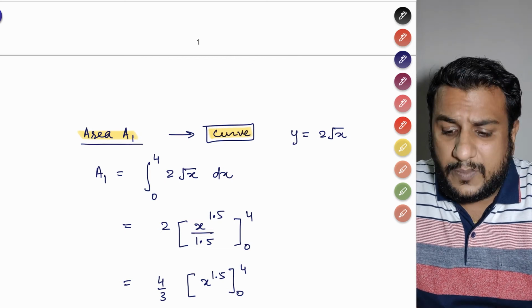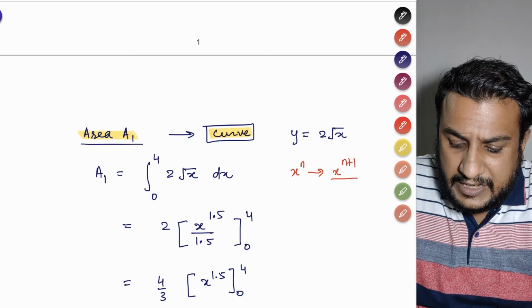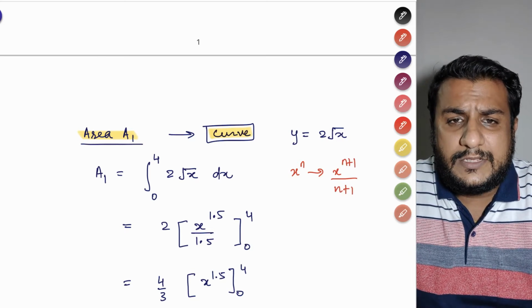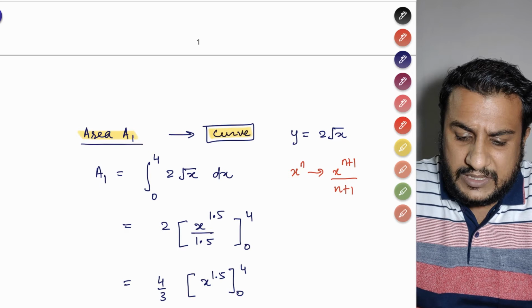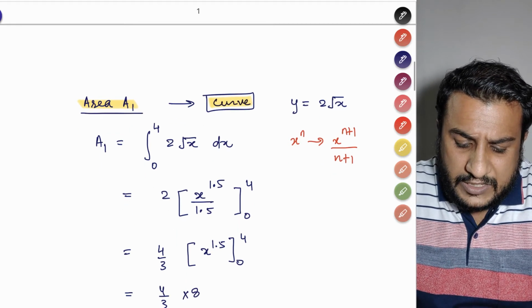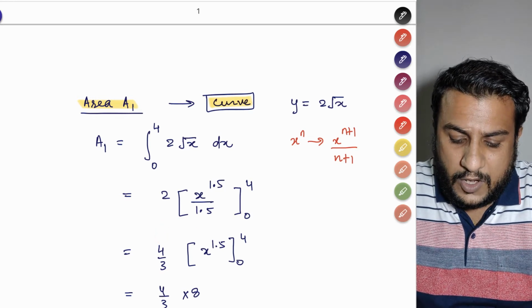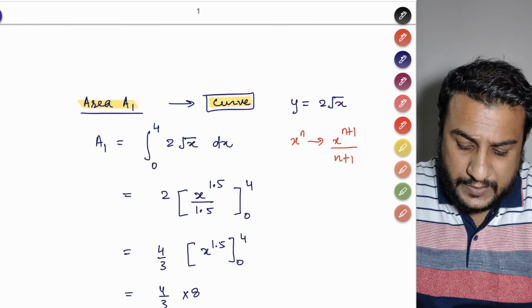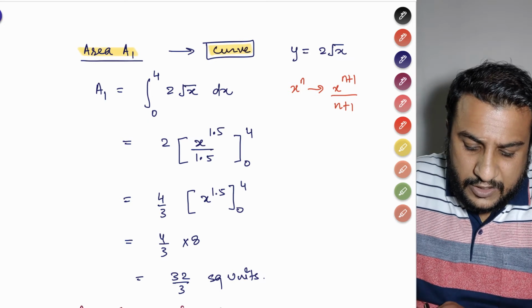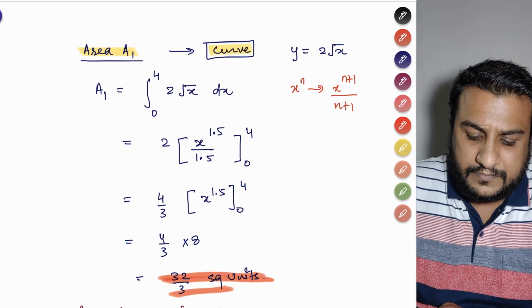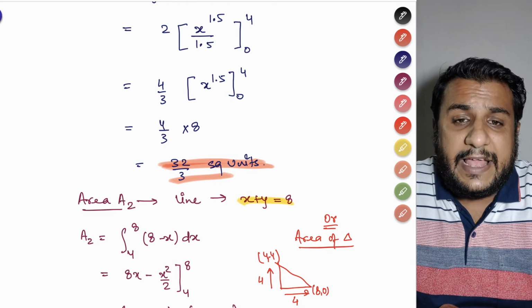Now we know the integration of x to the power n is x to the power n plus 1 divided by n plus 1. So half plus 1 is 1.5, or 3 by 2 if you want to write it as a fraction, divided by 1.5, and the limits are 0 to 4. Since 1.5 is a constant term, I take it outside and I get 4 by 3, x to the power 1.5, with limits 0 to 4. Now if you substitute 4 here, you will get 8, which gives 32 by 3 as this area A1. Now area 2, that is the line, x plus y.